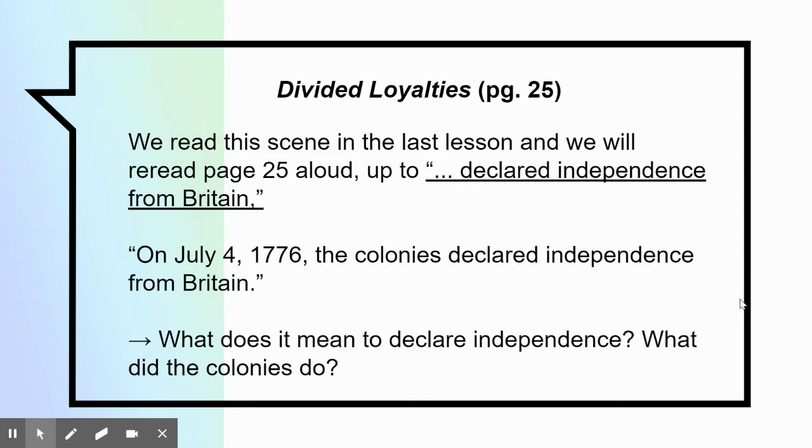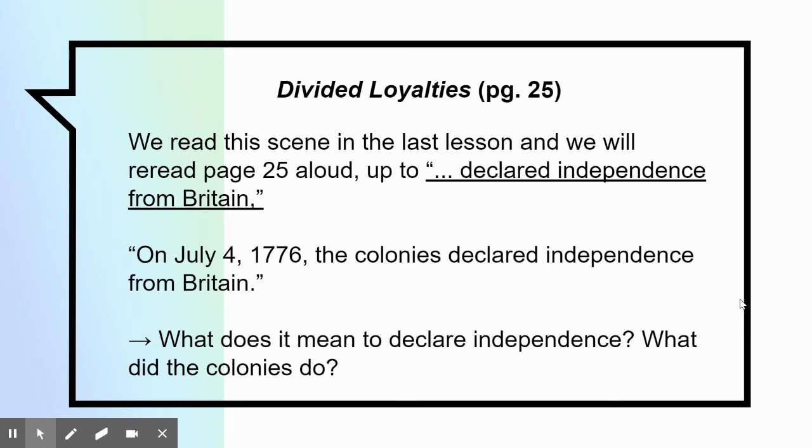So in the beginning, we know that they're in the Barton's house in Burlington, New Jersey in 1776. And the narrator is saying, "Tensions are running high in the Barton household. Mary and Robert continue to support the British crown while William hopes the family will see the Patriot side. On July 4th, 1776, the colonies declared independence from Britain." So look at that part. On July 4th, 1776, the colonies declared independence from Britain. What does that mean? What does it mean to declare independence? What did the colonies do?